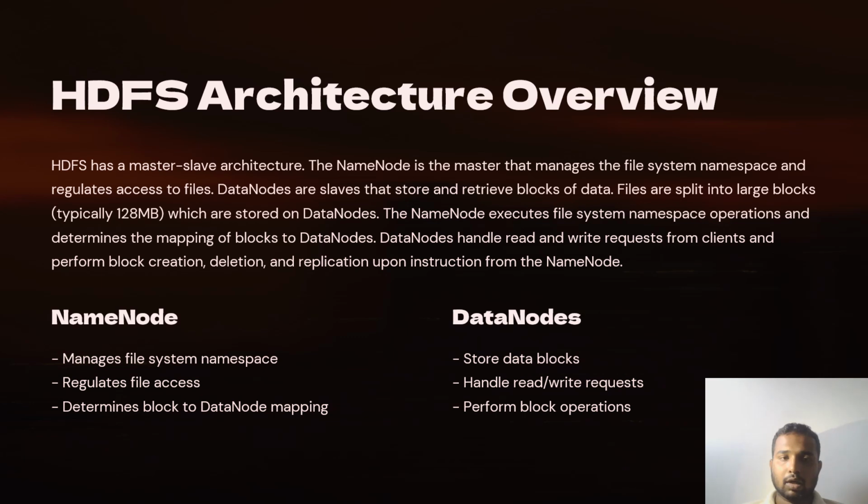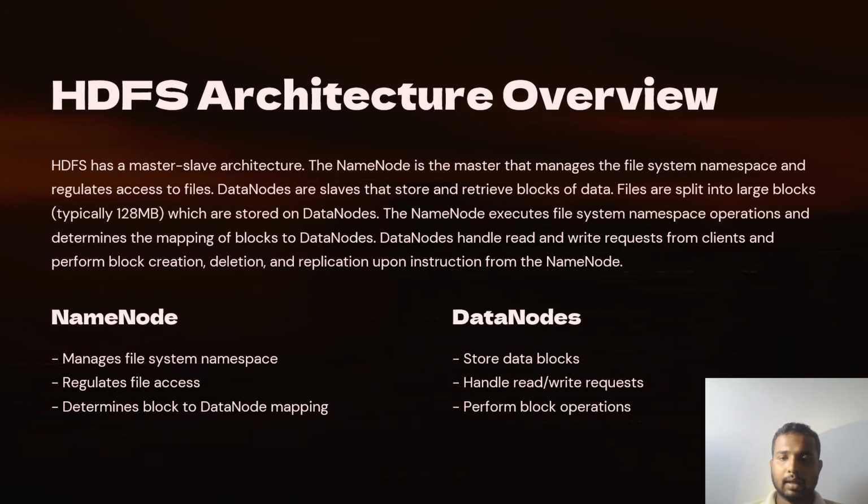Hadoop Distributed File System Architecture Overview. Hadoop Distributed File System has a master-slave architecture. The name node is the master that manages the file system namespace and regulates access to files. Data nodes are slaves that store and retrieve blocks of data. Files are split into large blocks, typically 128 MB, which are stored on data nodes. The name node executes file system namespace operations and determines the mapping of blocks to data nodes.